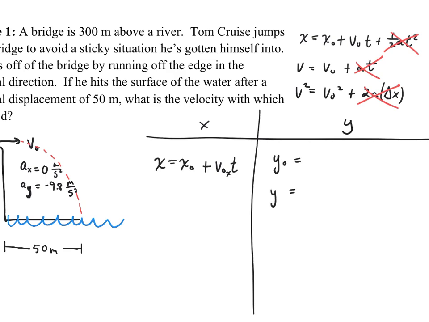So what's the initial height? What are you going to call it? 0 and then negative 300. Okay, so watch what Jack is doing. He's calling the starting point 0 and saying it's going to land 300 meters below.